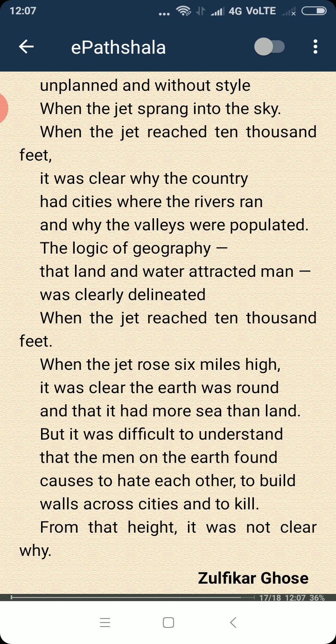The poet does not understand why people hate each other. The poet is not able to understand why people build walls across each other. The poet is not able to understand why people kill. That height that he has reached cannot explain the reasons behind the violence and the hatred and the killing of men by men.